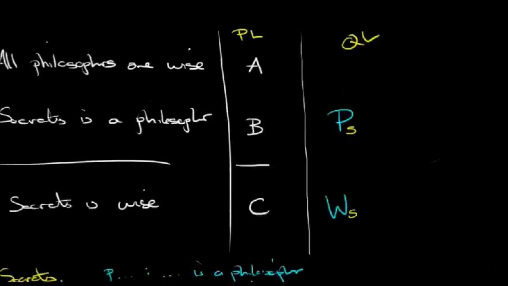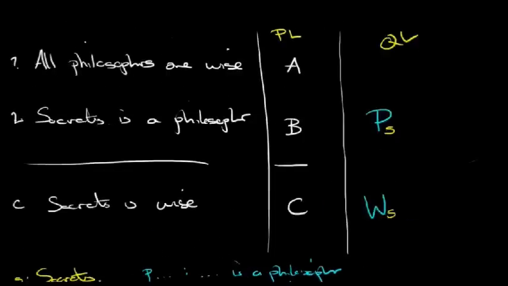So let's go back up to all philosophers are wise, and we can translate that as every x is such that if Px, let's use yellow for our variables as well so we can keep track of them. Every x is such that if it has property P, then it also has property W.